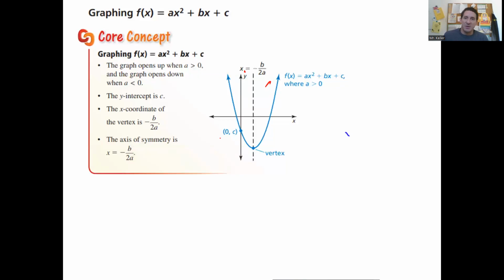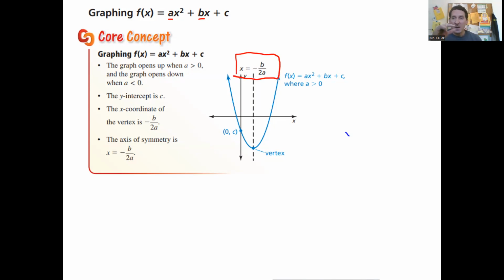The axis of symmetry is this dotted line that's running up and down here. It has this formula, negative b divided by 2a. B and a come from the formula that we're working through. So like I said, these are in standard form. So we get b and a from the number that's in front of the x squared and then the number that's in front of the x. So that's where we're going to find this axis of symmetry. So that's going to be the center of our graph.